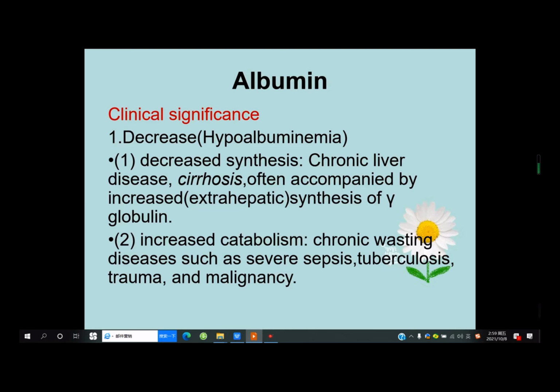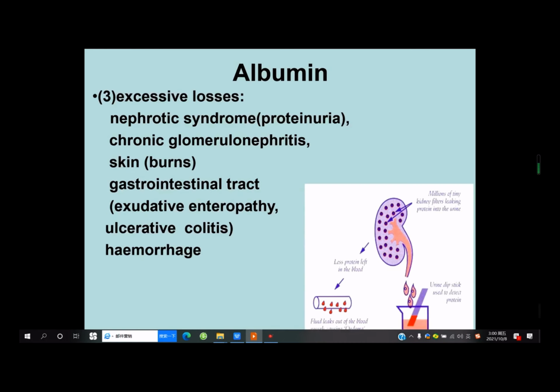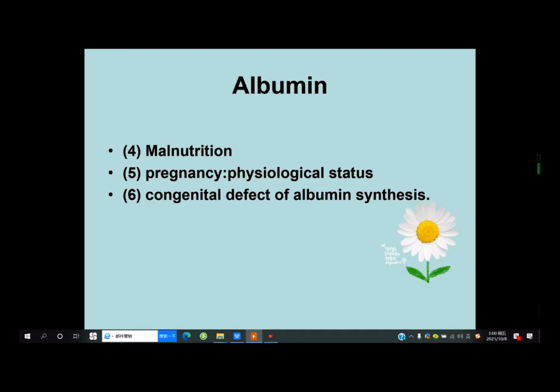There are so many causes that make albumin decrease. First, synthesis decrease, for example, cirrhosis. The second is increased catabolism, for example, malignancy. The third is the loss of albumin, for example, renal dysfunction. Other causes of albumin decrease include, for example, malnutrition, pregnancy, and congenital defect of albumin synthesis.